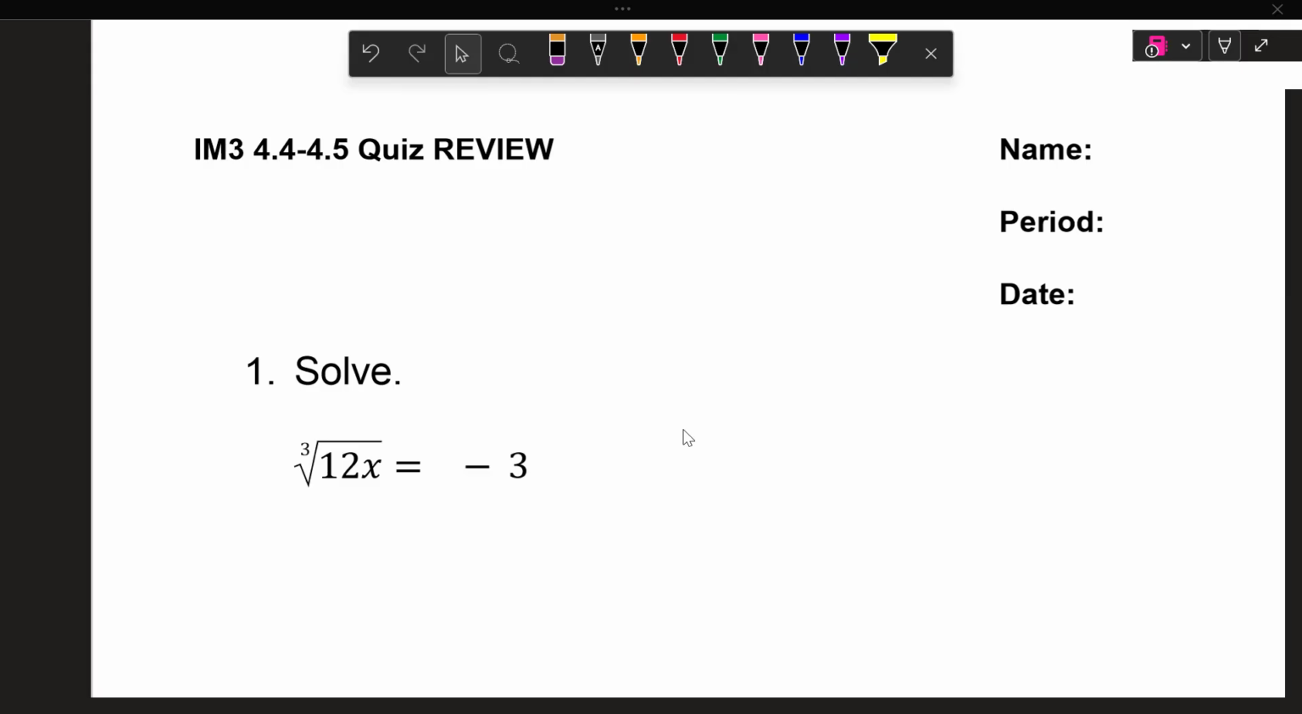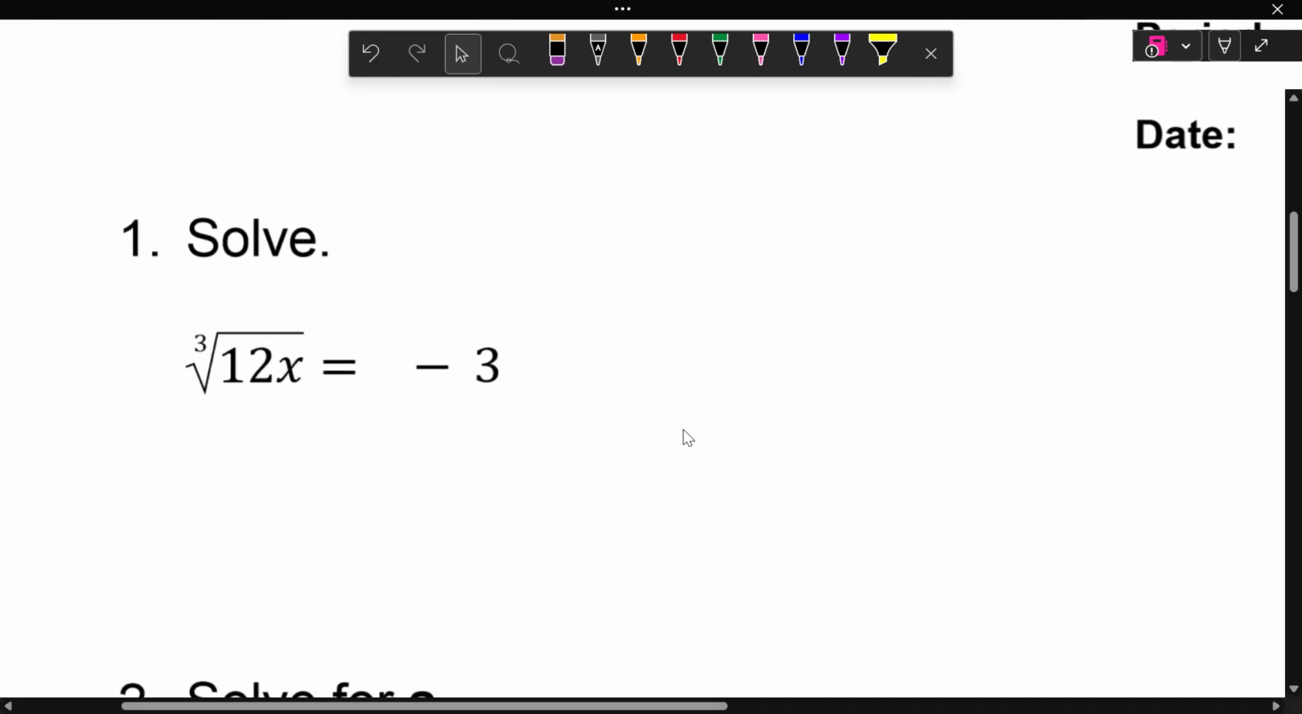Right, for those of you who wanted it, I'm going to go step by step through the 4-4, 4-5 quiz review for our quiz tomorrow. Number 1, solve.